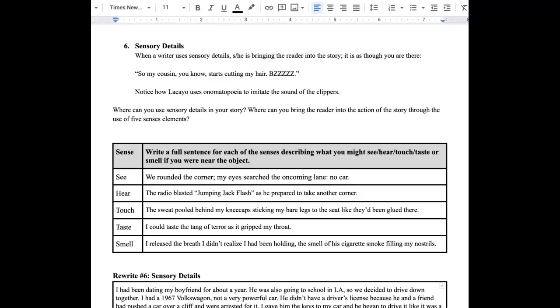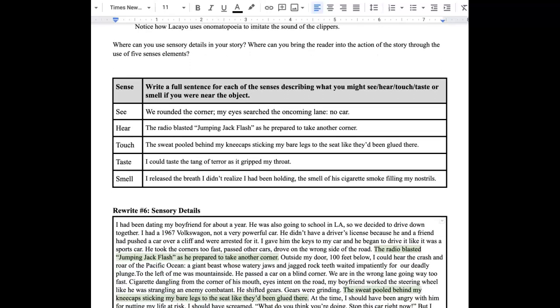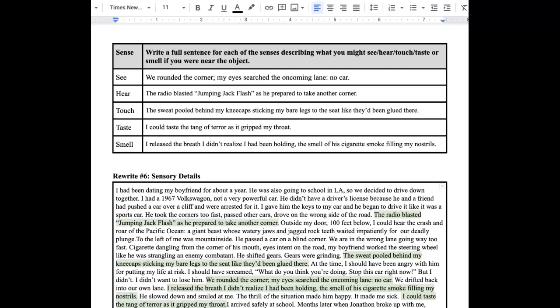So we're thinking, where can we add sensory details? Where can we bring the reader into the action of the story using the 5 senses elements? I'll use my story as an example. And notice that I write my sentences not "I see, blah, blah, blah, I hear, blah, blah, blah." You want to write your sentences so that they're ready to place right into your story.